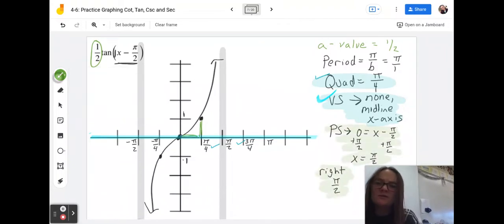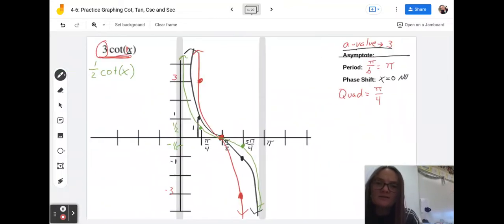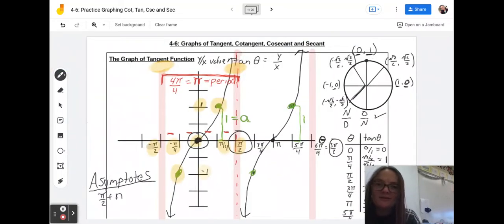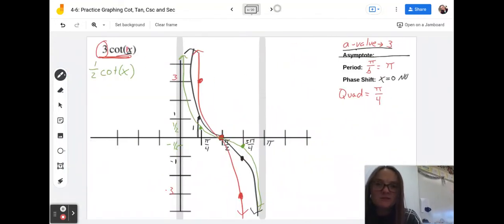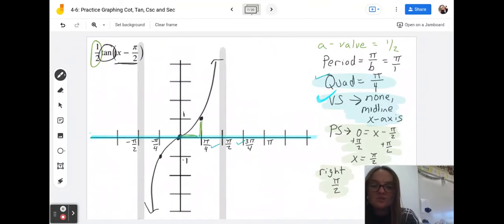So what I want to do is sketch where tangents should start. According to my tangent graph, which is way back here, tangent starts at the origin. So I'm going to sketch where tangent should start, and then I'm going to go from there. Tangent should start at this big black point right here, but we need to move right pi over 2. So I'm going to change my starting point of tangent to being pi over 2. And I'm going to sketch tangent in blue, by the way.